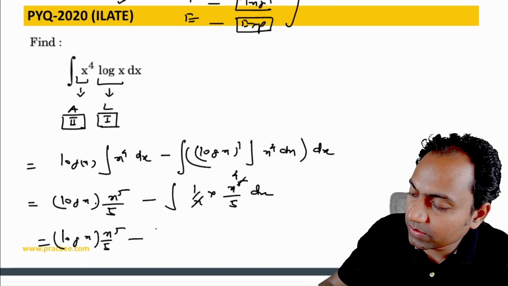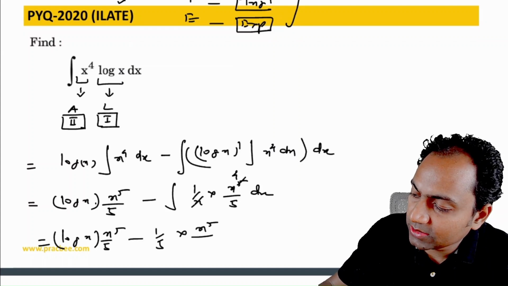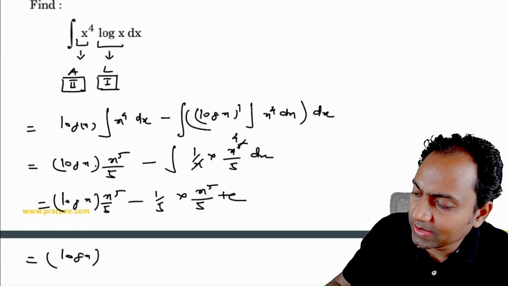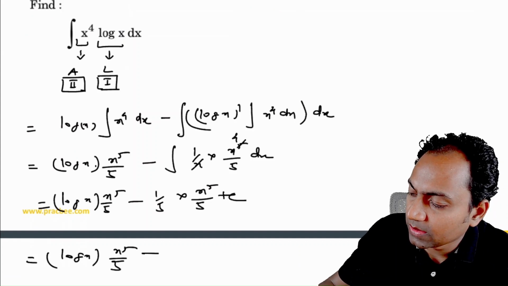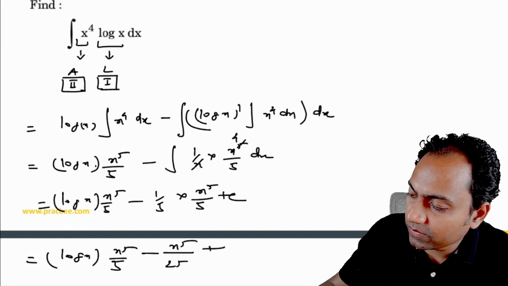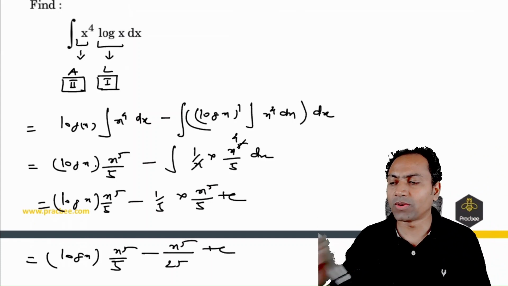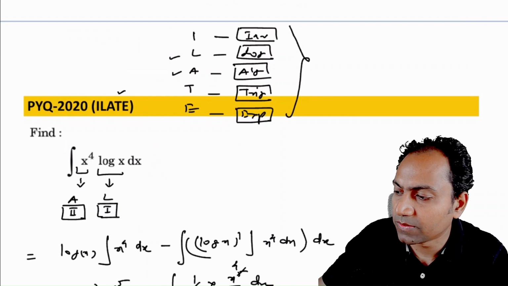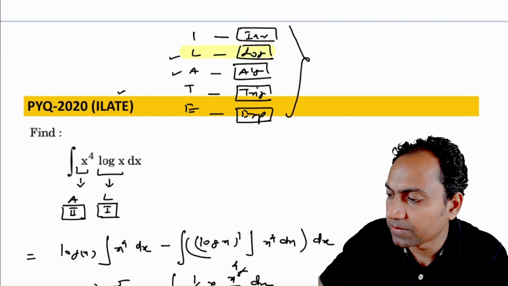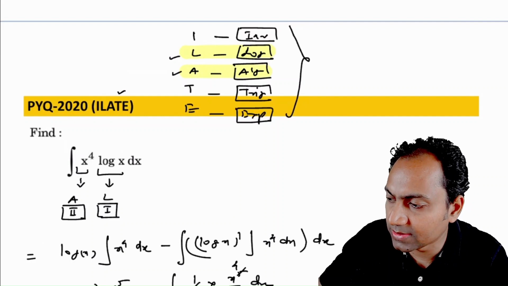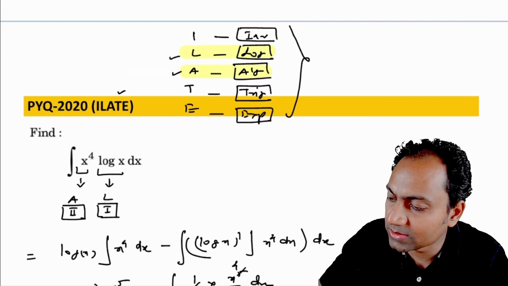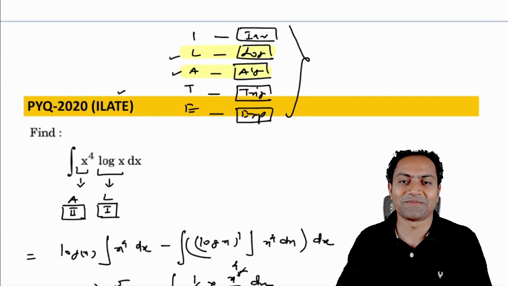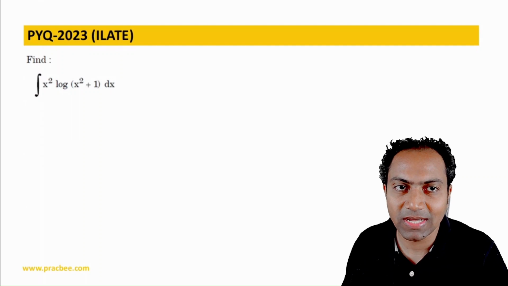If I do so, it will become 1 by 5 into x raised to the power 5 by 5 plus c. You can write 1 or 2 more steps explaining the same in much more detail. So it becomes x raised to the power 5 by 25 plus c. It is quite a simple question if you understand the ILATE rule. Let us go over the rule once more. What I am seeing is that different kinds of functions are involved. If a logarithmic function and an algebraic function are coming, then the one that comes first in ILATE will be considered the first function, and the one that comes next will be considered the second function. One more similar kind of question was asked in 2023.